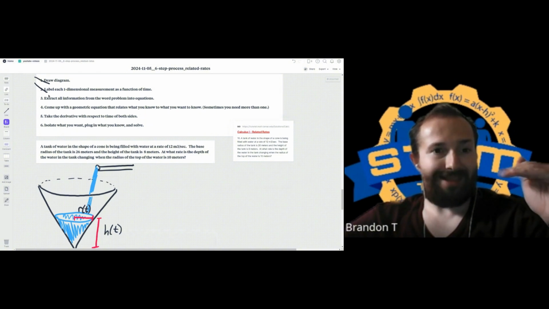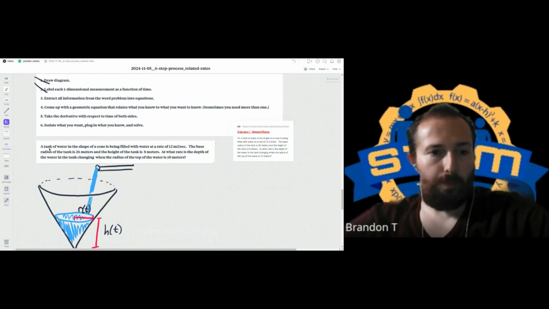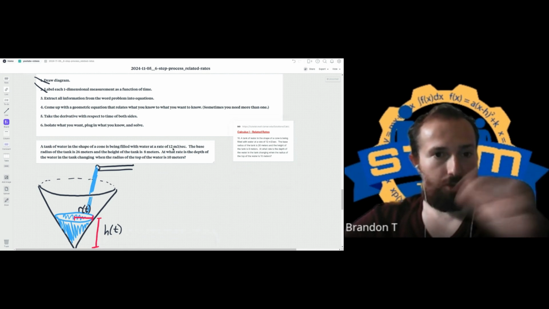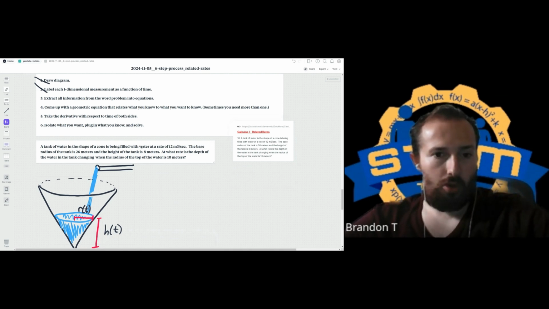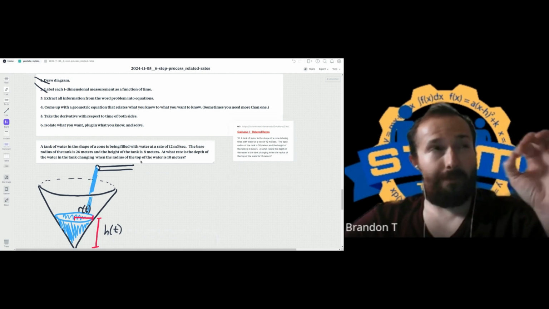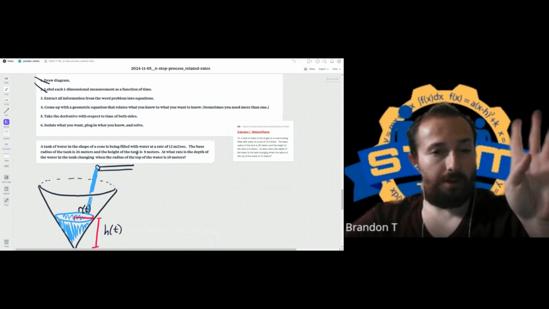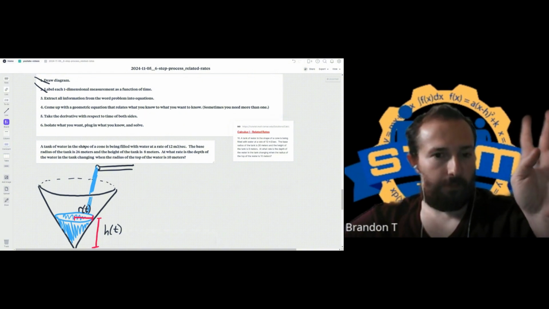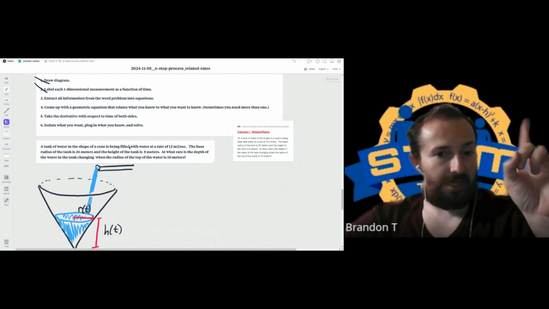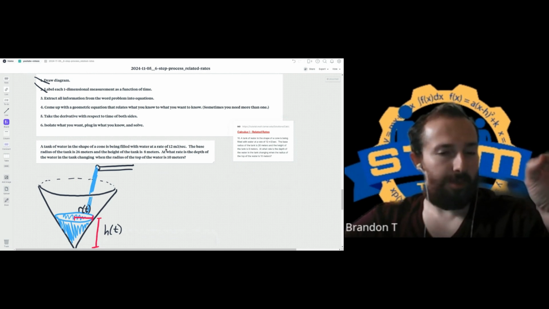So what I like to do is literally go word by word, line by line through this paragraph, through the actual problem, and just cross things out and turn them into equations. So let me show how we do that. And by the way, for related rates problems, there's only four possibilities for the information in the word problem. Number 1 is we should label something on the diagram.